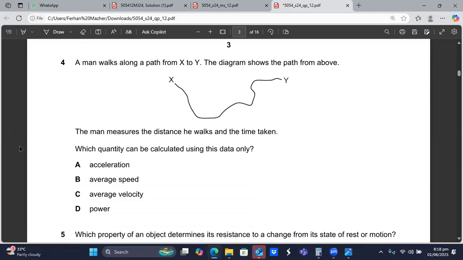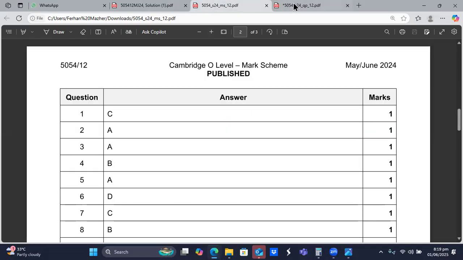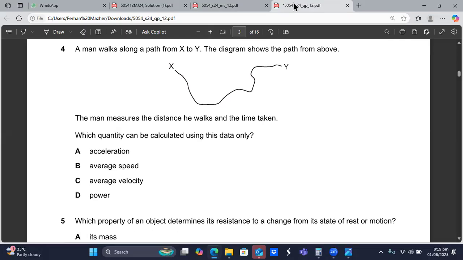A man walks along a path from X to Y. The diagram shows the path from above. The man measures the distance he walks and the time taken. Which quantity can be calculated using this data only? So if you have distance and you have time, we can find out the average speed. The average speed is equal to the total distance traveled divided by the total time taken. So I think question number 4, average speed B should be the answer. Question number 4, B is the right answer, sir. Question number 4, I hope is clear.